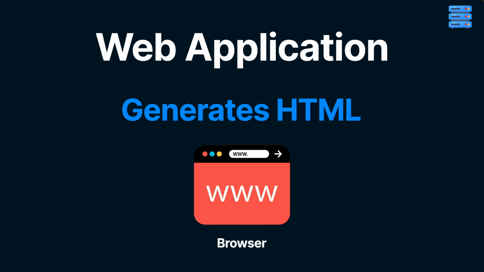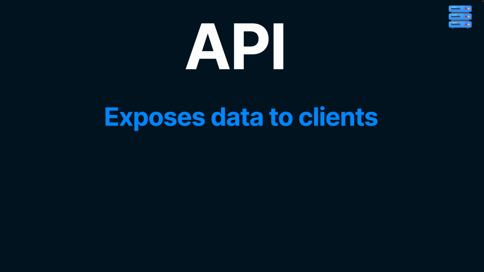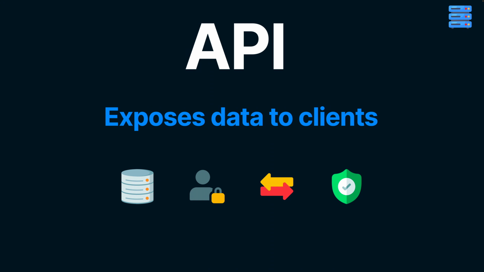If you want to build for other things like a mobile device, then you should go with the other approach, and that is building an API. The main purpose of an API is to expose data to clients. So instead of generating HTML files, you would expose data that the front end would use to display in their user interface. And it's the same as web applications. There are many things involved before exposing that data, like databases, authorization, requests and responses, and security.